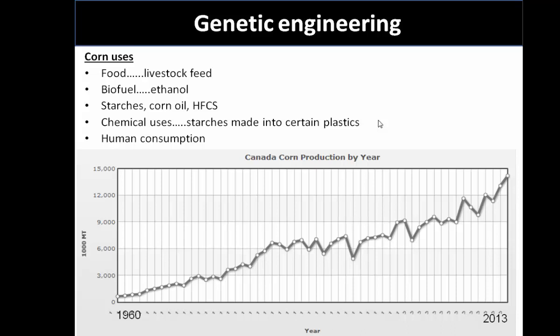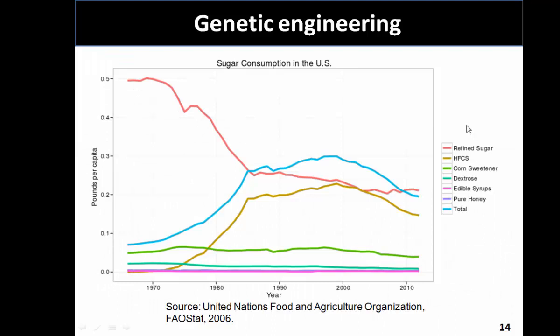As humans, we don't consume nearly as much corn as what is grown. Most of the corn grown in North America and overseas is used for a wide range of other purposes. If we look at the graph below, at least in Canada, we see a continual increase in corn production per year between 1960 and 2013. Our reliance on corn for all of these different purposes has continued to increase over time.